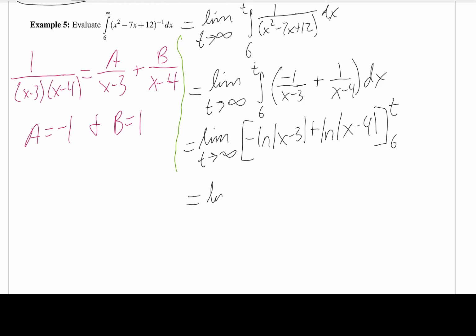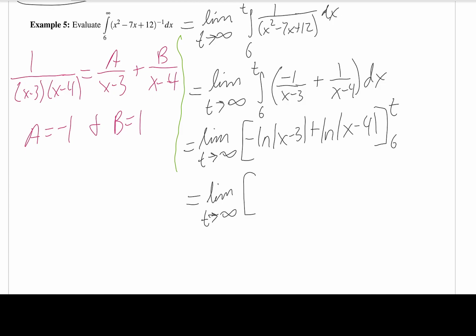So then this becomes the limit as t goes to infinity. So I'll plug in t for x. And again, we're not too concerned about absolute value signs here. I put them in there just because I want you to remember that it is absolute value. But since our interval is from 6 to t, which is 6 to infinity, we're just going to have positive numbers that are bigger than 4, so we don't have to be concerned about having negatives inside our absolute value.